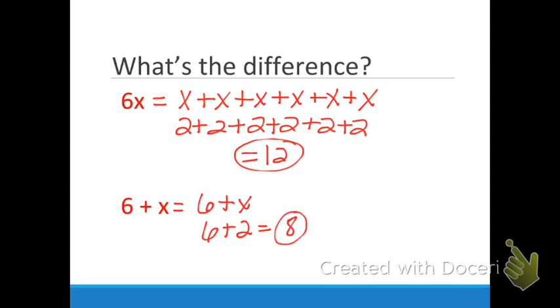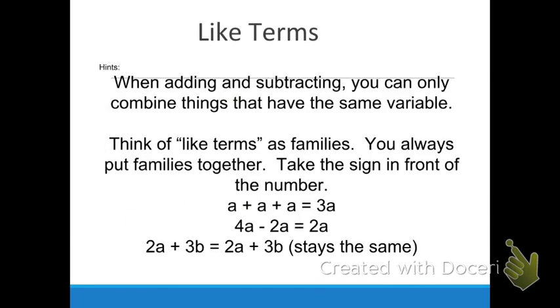This is kind of a hard idea to get used to. But if you can just keep in mind that 6 times x is not the same as 6 plus x. And that's why these are ones we can combine, but we can't combine those two because they are two different things. Okay? All right, let's keep going. On the front, flip back to the front, please.